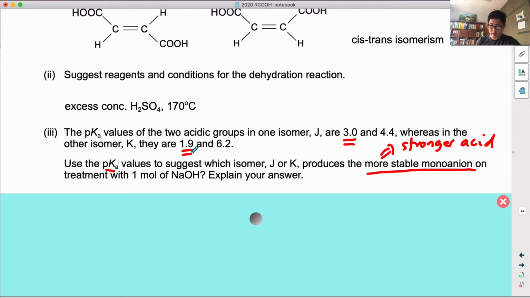Stronger acid also implies it must have a lower pKa. In this case, I'm looking only at the first dissociation. So lower pKa1, which is 1.9, compared to 3 over here. So K would be the stronger acid. And they say explain your answer.